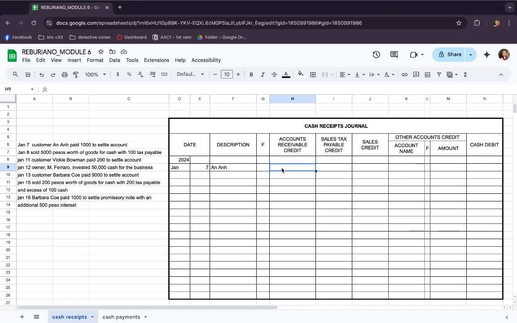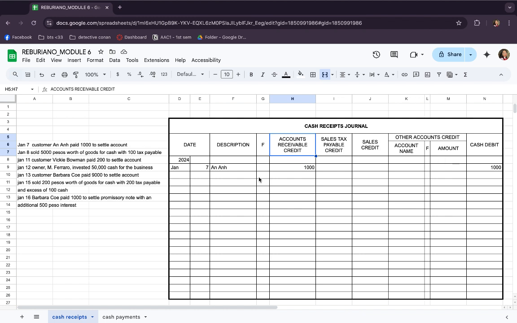So let us recognize the debit. We earned cash of 1,000. So we will input a debit to cash, which is here, 1,000. What is the next effect? Obviously, our accounts receivable decreased because An has settled her account. Therefore, we will put another 1,000 here. And don't overthink it. You don't have to put any other amount if not needed. Only 2 accounts were affected. Therefore, we only put 1,000 in cash debit and in accounts receivable credit.